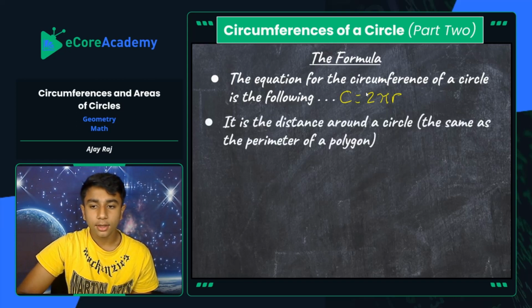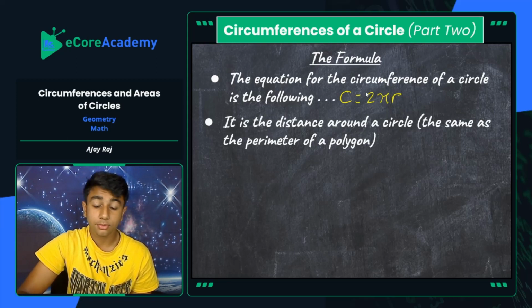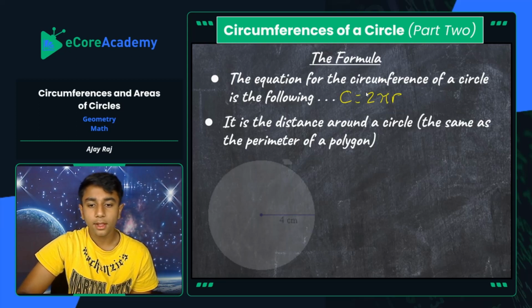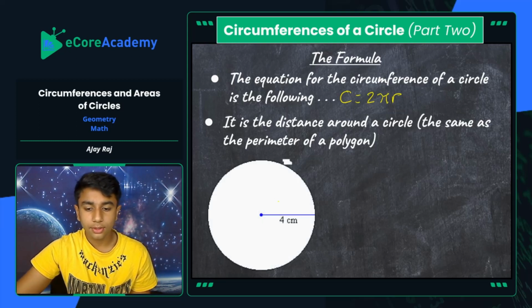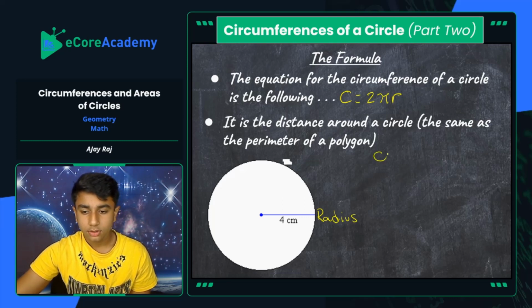The circumference is basically the distance around a circle, and it's the same as saying the perimeter of a polygon. So it's basically the perimeter of a circle, the distance around that circle. If we're given this circle here with a 4 centimeter radius, this is our radius, we are asked to discover the circumference. So I'll write this down here, circumference, so that we know our objectives.